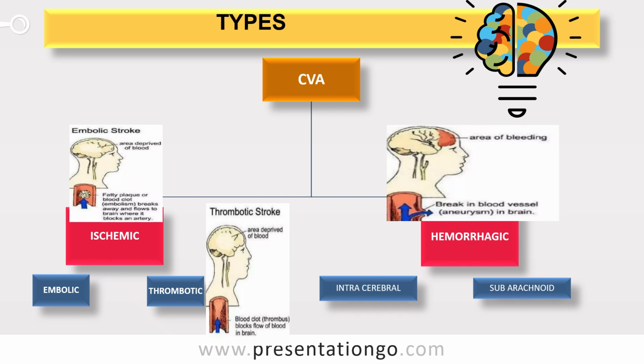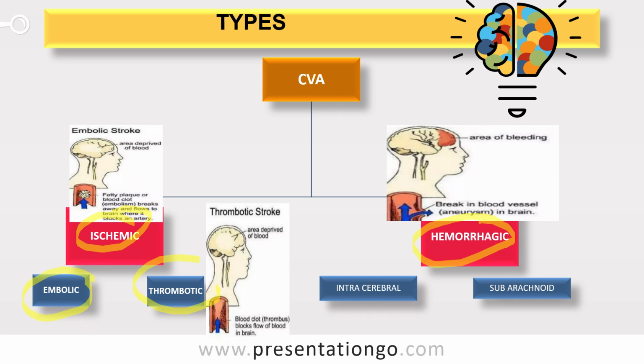Types, based on the causes, we have types. First is the ischemic. Very important are your ischemic and your hemorrhagic, mainly two types. Under ischemic, we have embolic and thrombotic. What do you mean by embolic? As we just learned, it is when there is a fat plaque or embolus that breaks either from the neck or from the thorax. It flows into the brain via our blood flow, and it blocks an artery there. Thrombotic is almost the same thing, but here it will be a blood clot itself from a thrombus, which blocks the flow of blood in the brain.